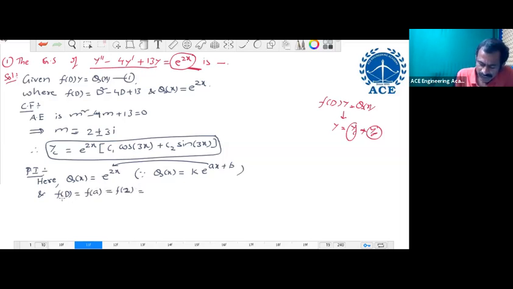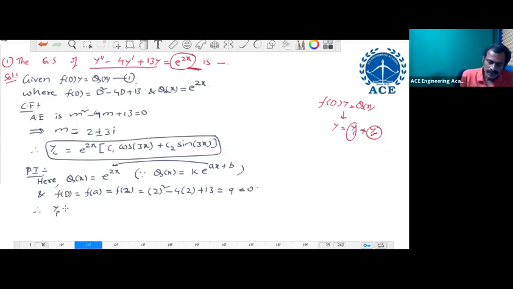That is, in f of D, replace D with a, but a equal to 2 only. F of D is D square minus 4D plus 13 only. So 2 square minus 4 into 2 plus 13 equals. Suppose this is 0, do we stop, or shall we go on? If this is 0, we cannot stop here. We go to the next order. If it is not equal to 0, we stop here and we write the yp here. But here, what is the value of this? 9, not equal to 0.